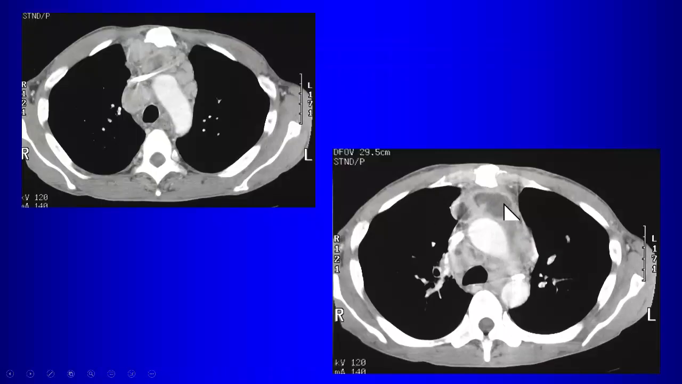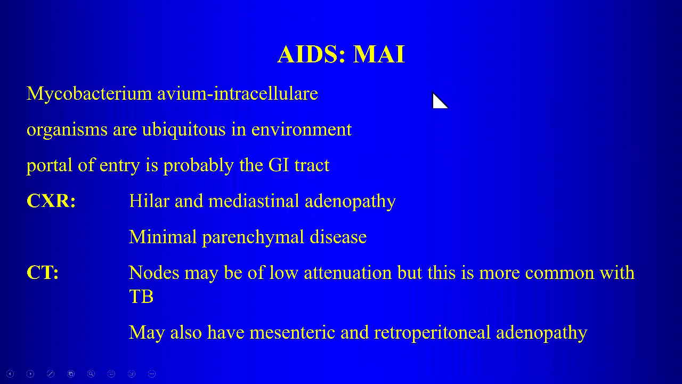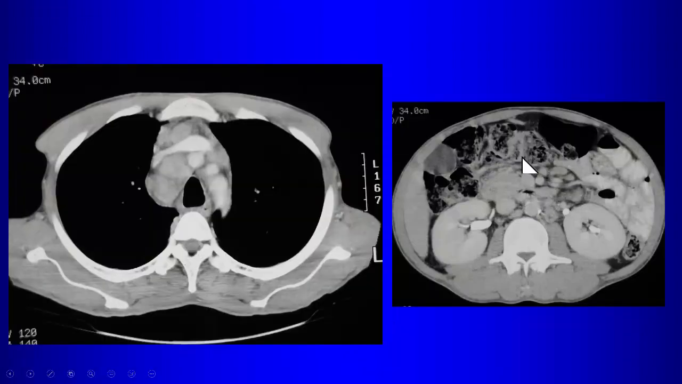And then this characteristic low attenuation node with peripheral enhancement is very typical of tuberculosis. Atypical mycobacterial infection can look very much the same also in these patients. This is associated with lower CD4 counts. They might also have low attenuation lymph nodes, although that's more typical of TB, but it can occur with MAI.